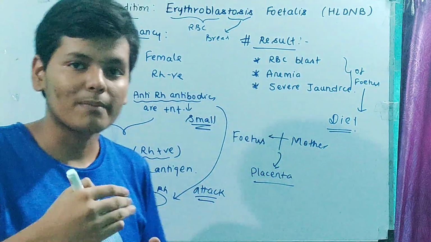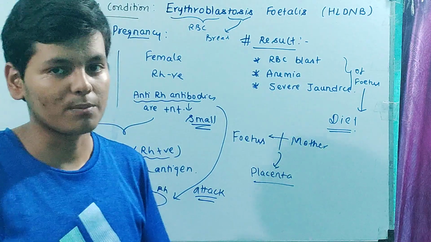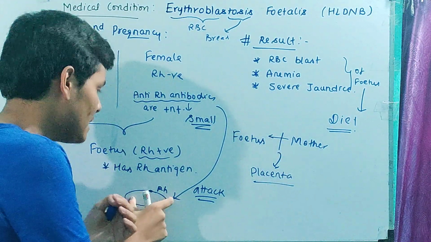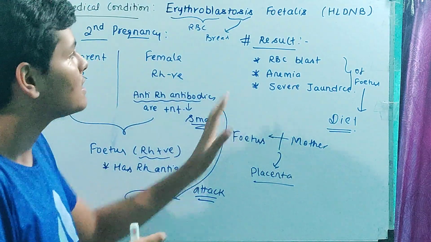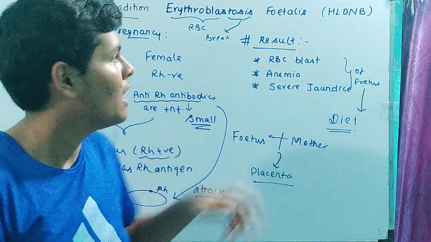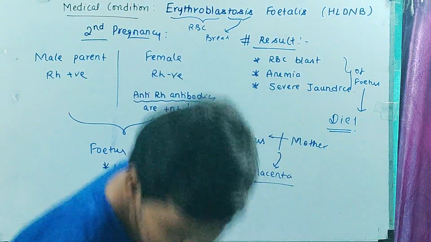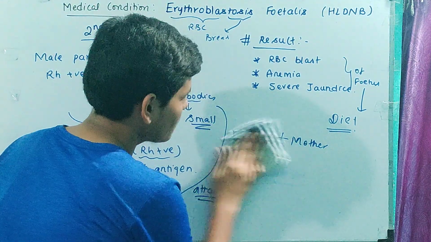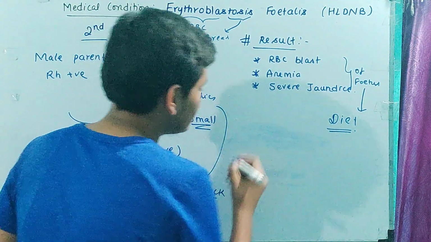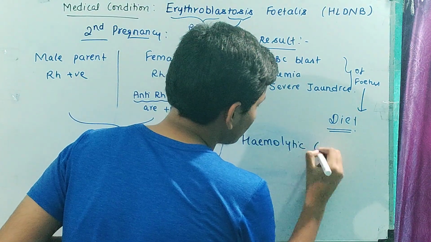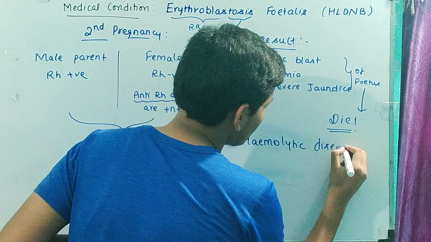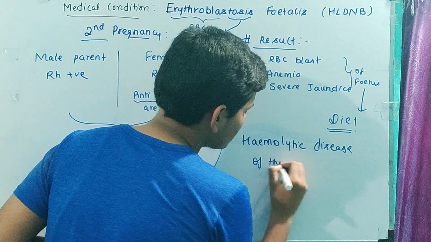Any more pregnancies in the future, like a third pregnancy or fourth pregnancy, all the fetuses will die because the body of the mother has anti-RH antibodies. This is also called HDNB. Now, this HDNB stands for Haemolytic Disease of the Newborn.